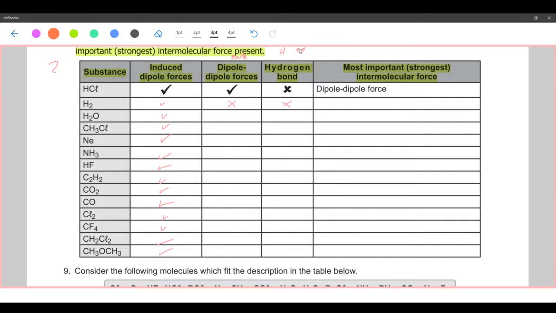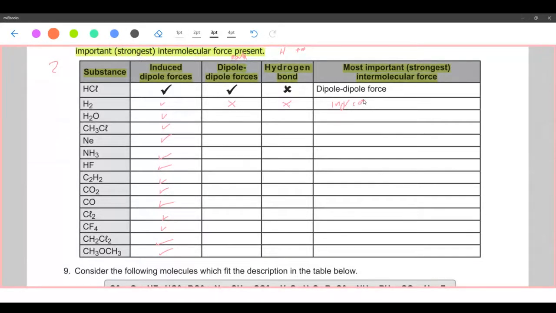A common mistake is that you don't learn the work and then you just see hydrogen bonding and you think it must be hydrogen. This is hydrogen. No, hydrogen does not have hydrogen bonding. And because of that, the most important or the only intermolecular force is the induced dipole.